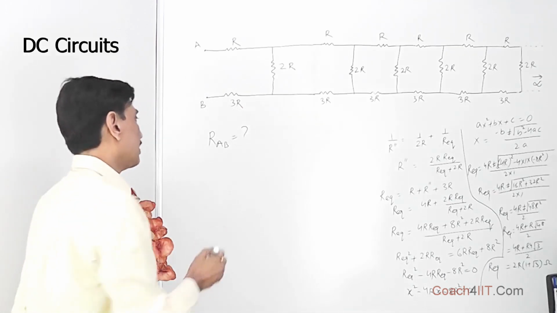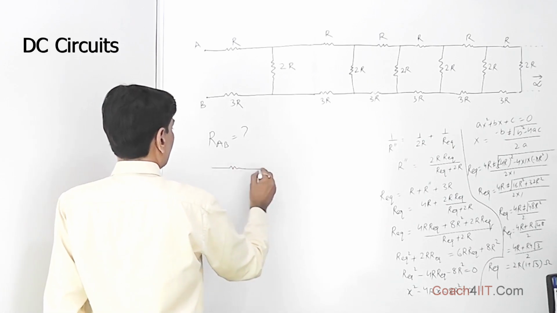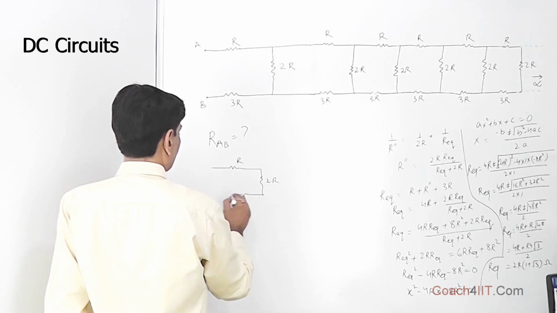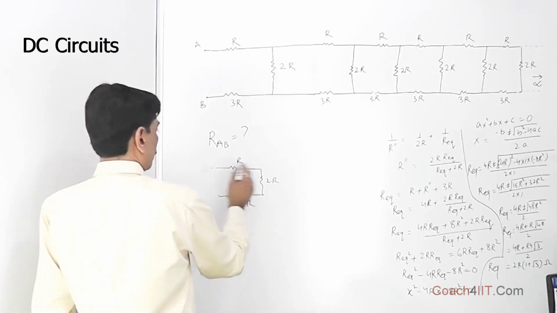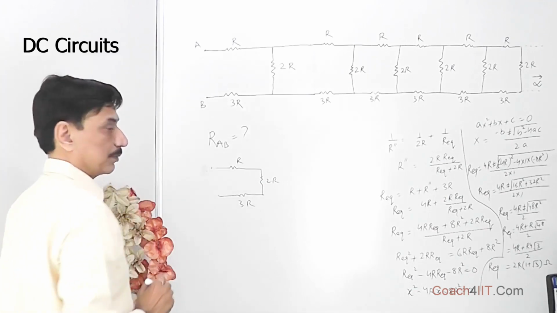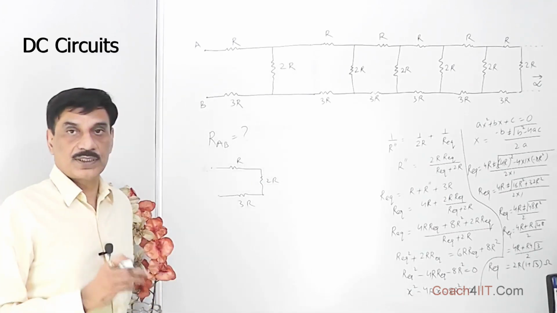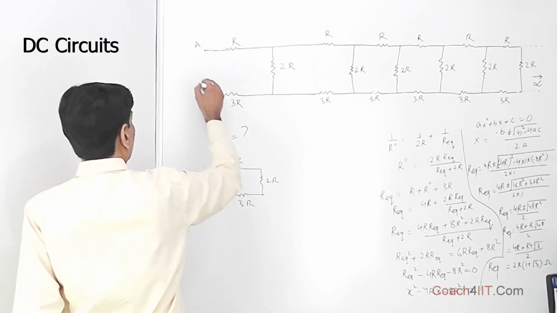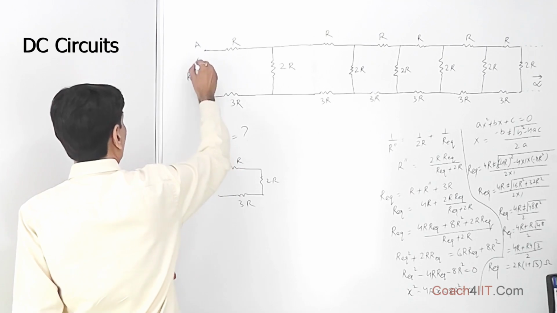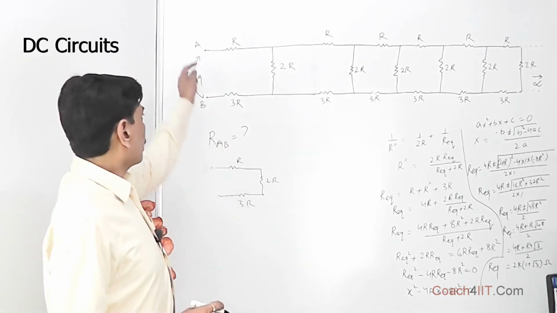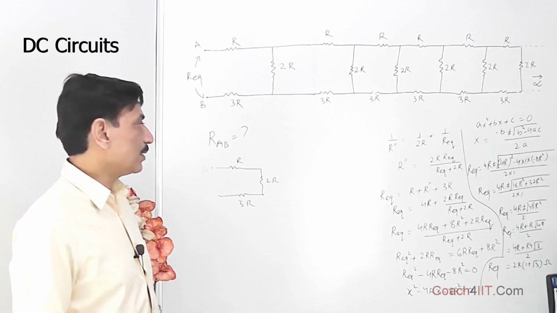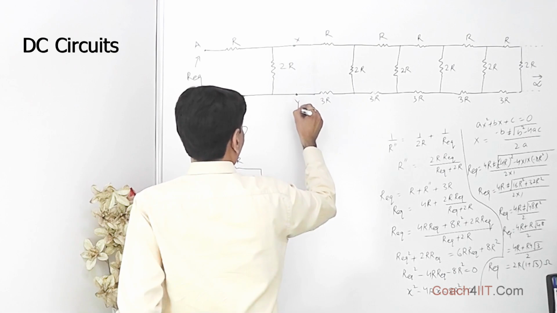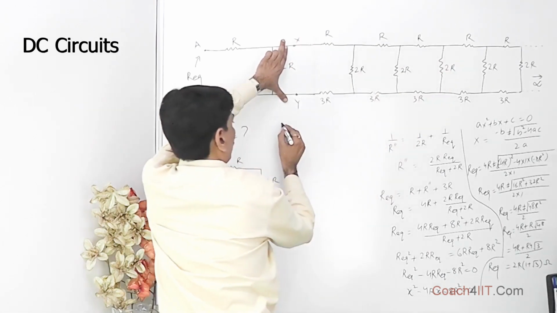So over here we see the repeating unit is, this is a repeating unit, this is R, this is 2R and this is 3R. So this is one repeating unit. Once this repeating unit is identified, then let's say the equivalent resistance between A and B is R equivalent. Then if I take this point as X and this point as Y, and redraw it, it is going to be something like this.